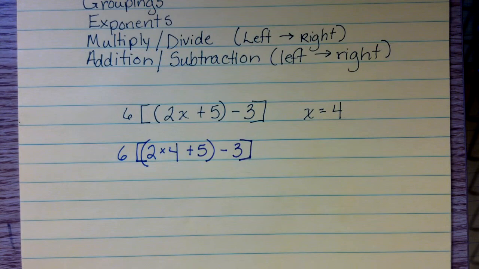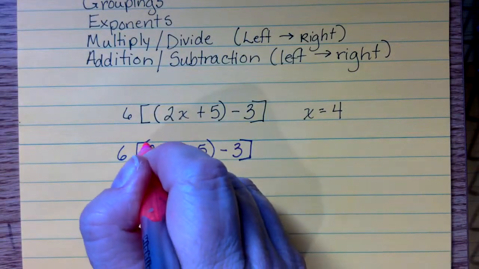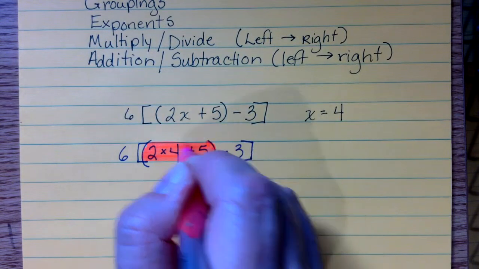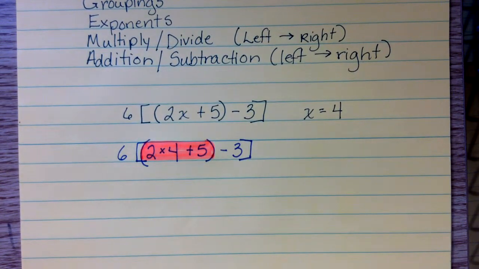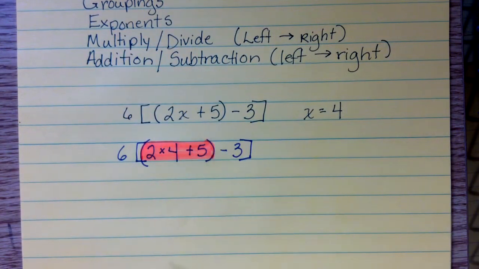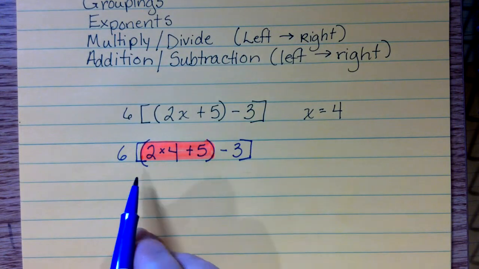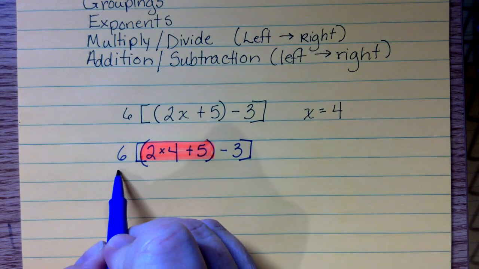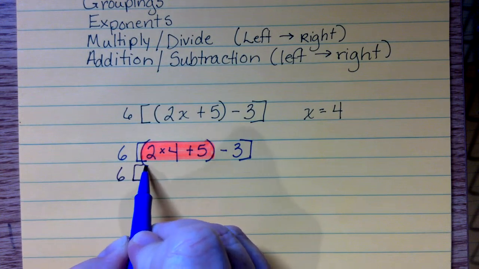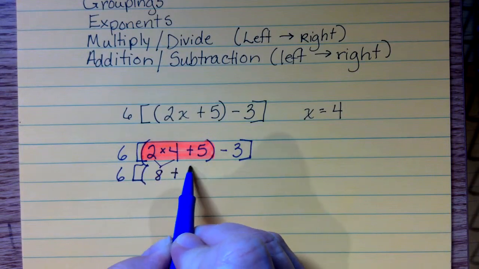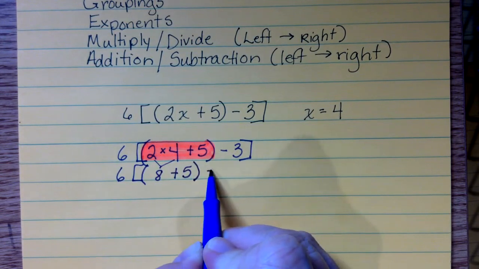Okay, so now that we have the variable in there, the parentheses tell us that we are going to do this part of the expression first. Within that, we're going to use our GEMDAS. So inside of this grouping, we have multiplication and division, and we have addition and subtraction. We're going to do our multiplication and division first. Let me show you what that's going to look like. 2 times 4 equals 8. We still have the plus 5 that we need to bring down and minus 3.